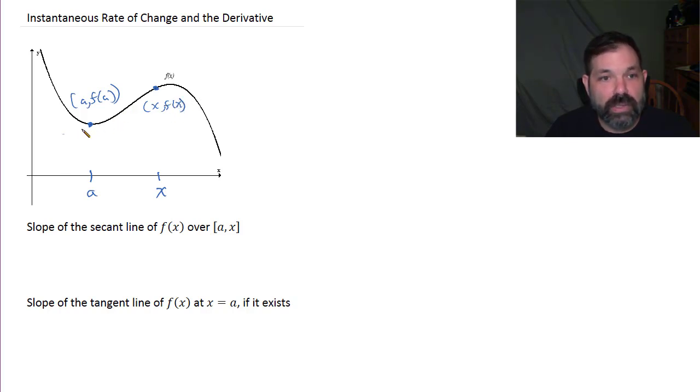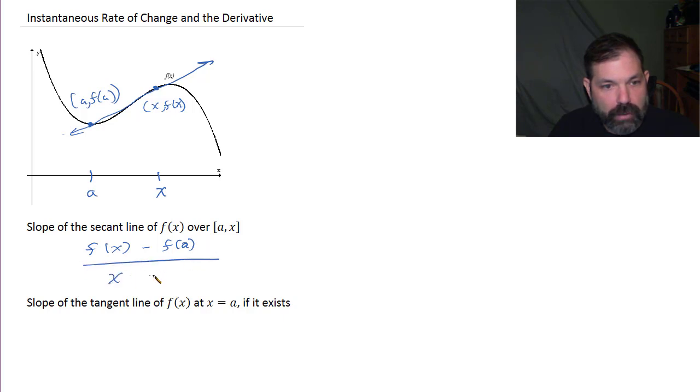Then the slope of the secant line, right? So if we were to connect those two points, the slope of the secant line is then given by f of x minus f of a over x minus a. That's the average rate of change.